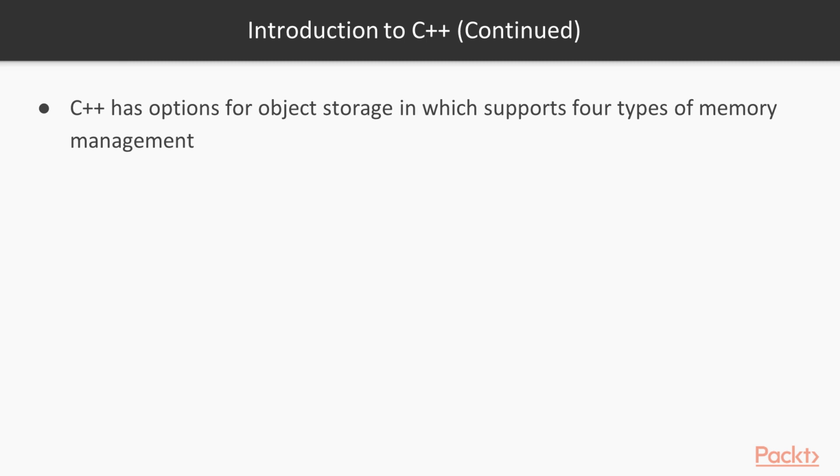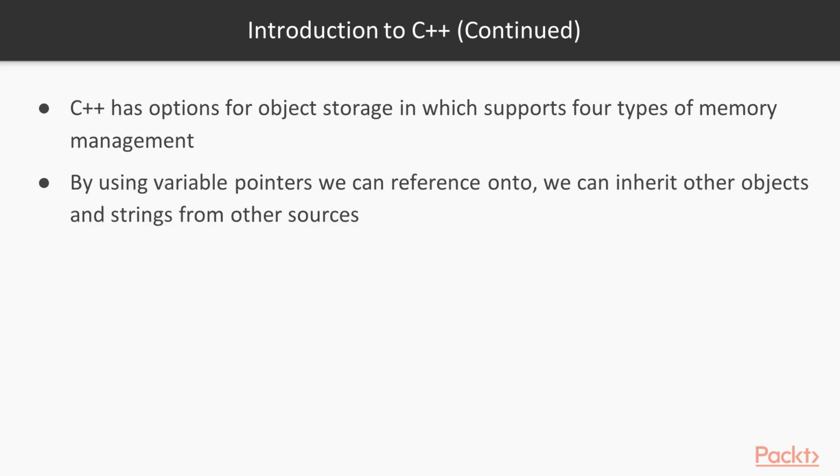C++ has options for object storage, which supports 4 types of memory management. We could utilize static storage, thread storage, automatic storage, and finally dynamic storage. By using variable pointers, we can also inherit other objects and strings from other sources, such as servers, strings, variables, arrays, etc.